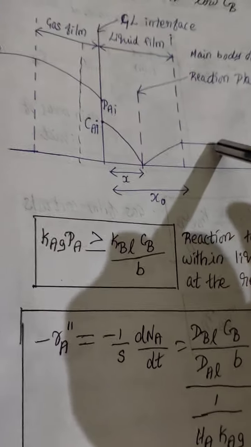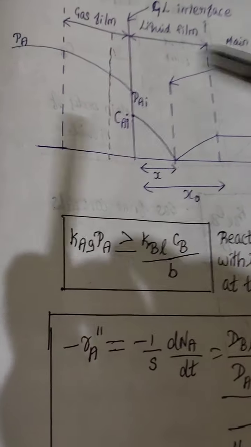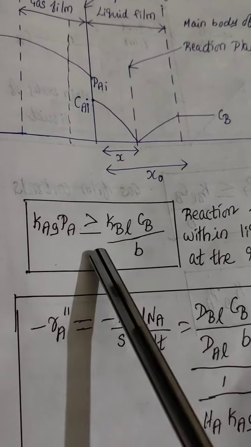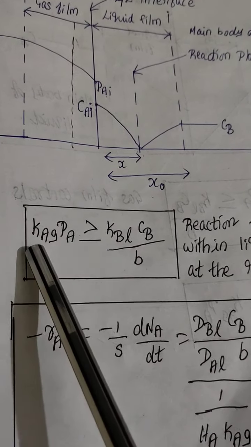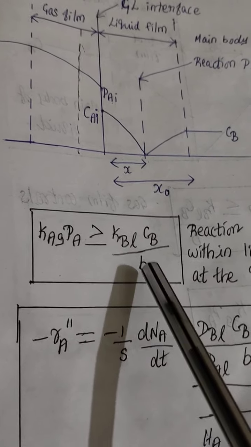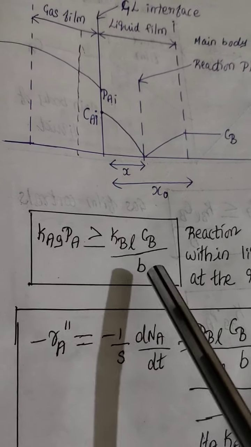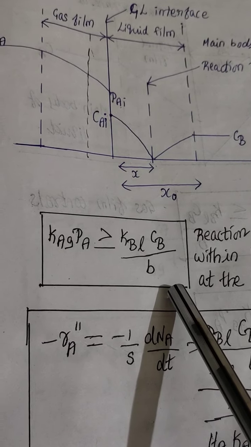Now, how can you say whether the reaction is instantaneous with low CB or not? If this condition is satisfied, you can say that this is an instantaneous reaction with low CB. That is kAg pA is greater than or equal to kBl CB divided by b. And the small b is the stoichiometric coefficient of the liquid reactant.